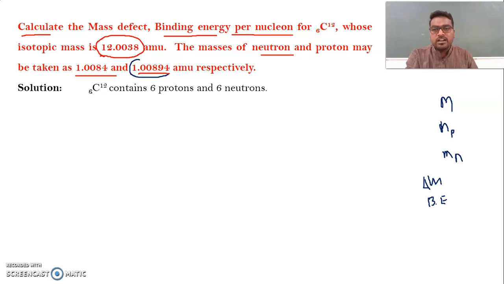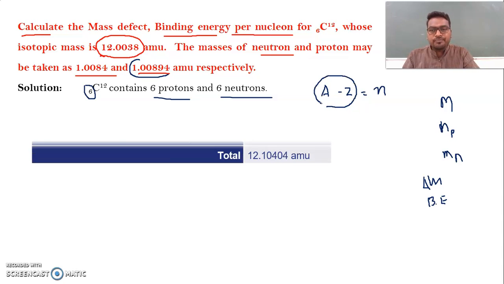So solution. This carbon 12 contains 6 protons and 6 neutrons. The mass number is 12, the atomic number is 6, and 12 minus 6 gives 6. So you know how to identify the number of protons and neutrons in a given nucleus. The atomic number is nothing but the number of protons. If you subtract Z from the mass number, it gives the total number of neutrons. That means A minus Z gives the number of neutrons.